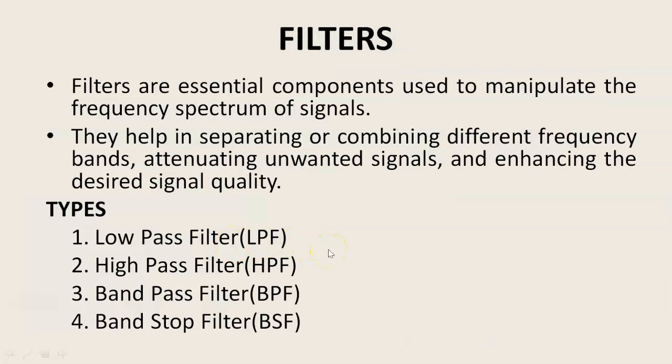Next, filters. In RF transceivers, filters are essential components used to manipulate the frequency spectrum of signals. They help in separating or combining different frequency bands, attenuating unwanted signals, and enhancing the desired signal quality. There are 4 types of filters available: low pass filter, high pass filter, band pass filter and band stop filter.